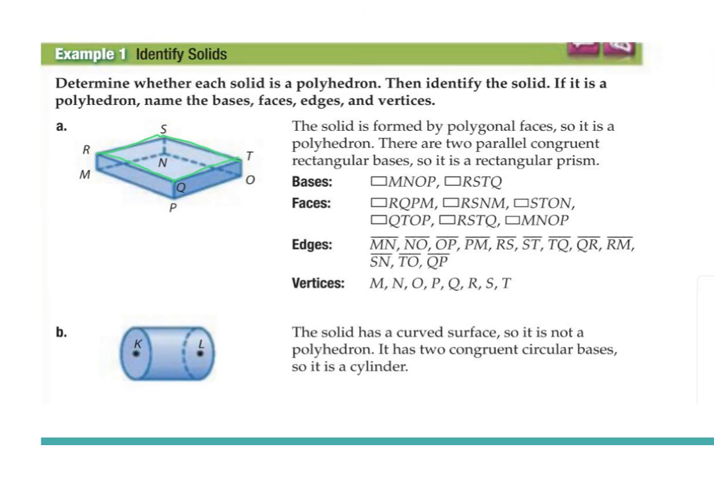For B, the solid actually has a curved surface, so it cannot be a polyhedron. The bases are the 2 circles that are formed. So circle K and circle L are the two circles that are used to create this cylinder and therefore are the bases.